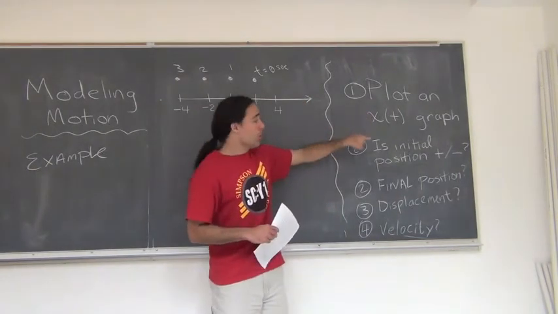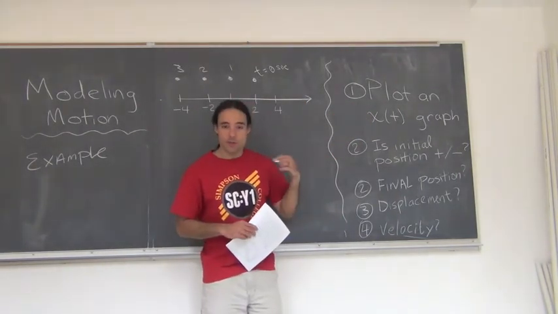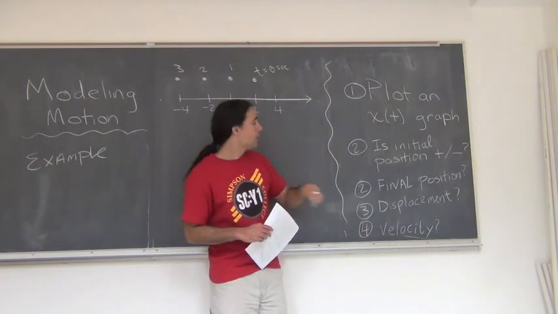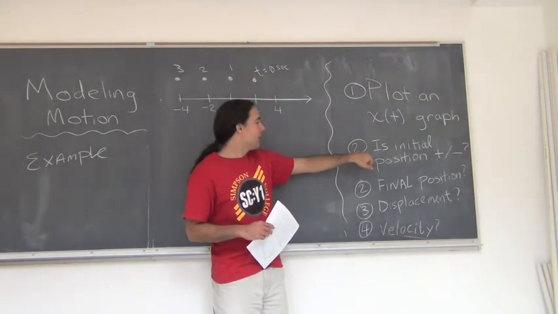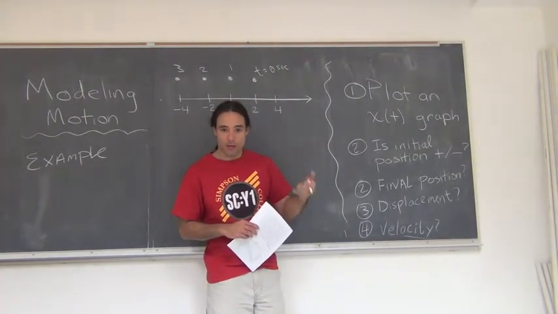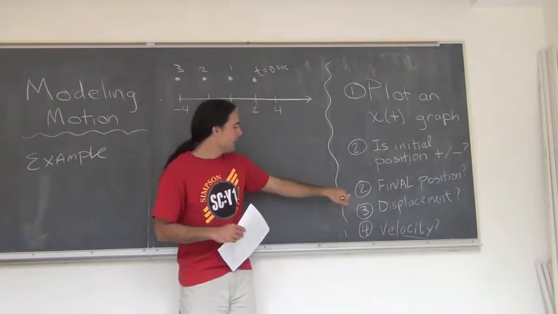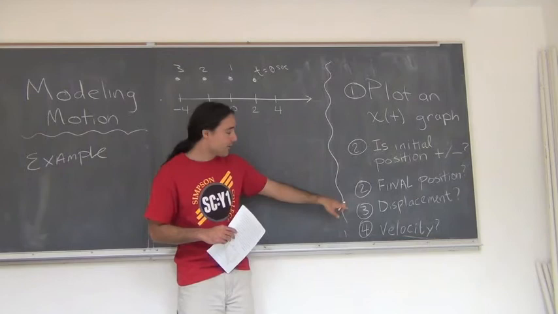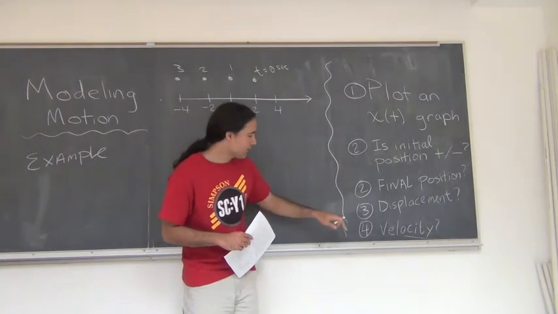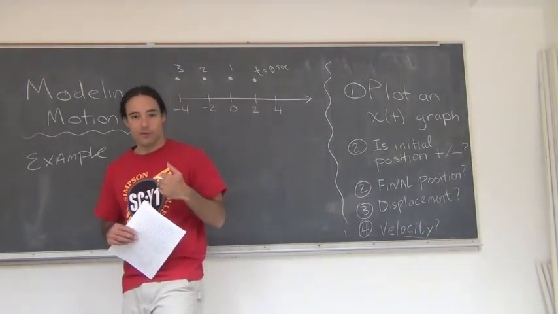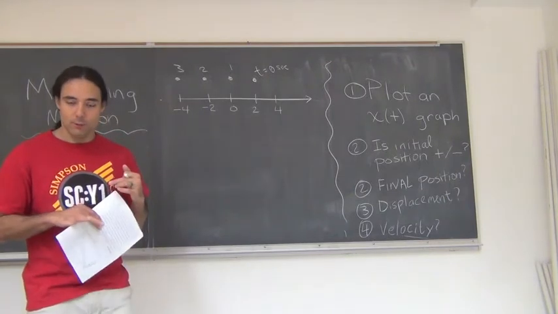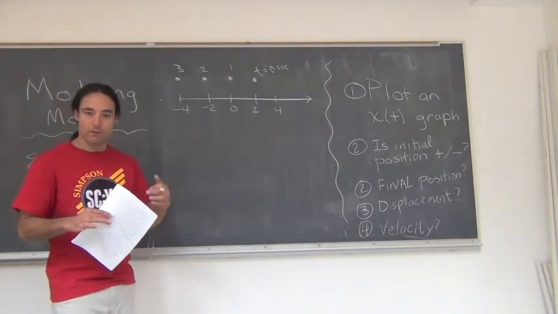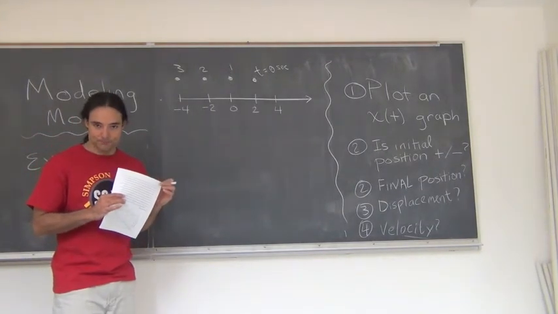Here's what I want you to do. See if you can plot a position versus time graph. Tell me, is the initial position positive or negative? Is the final position positive or negative? Is the displacement positive or negative? And is the velocity positive or negative? I'll give you a few minutes. You can pause the video. Let's see how you do.